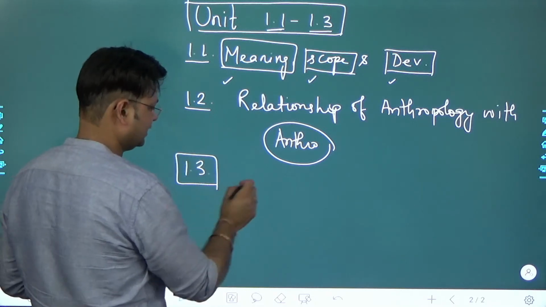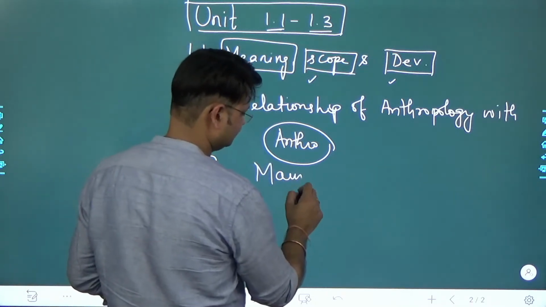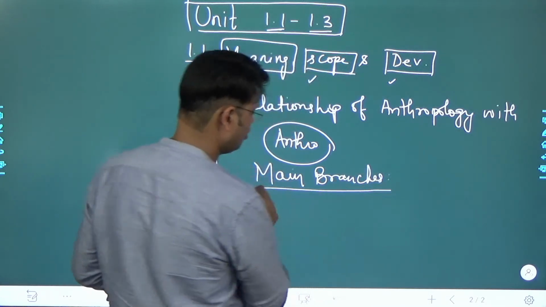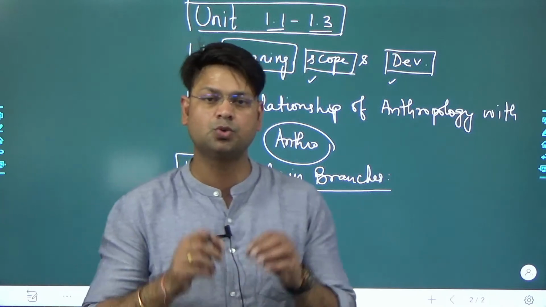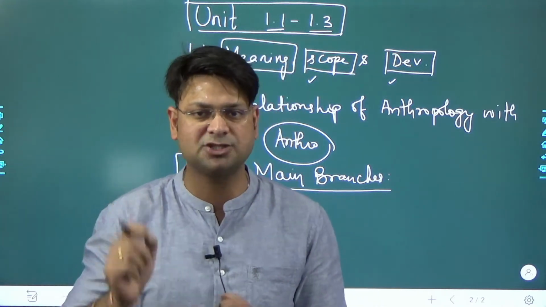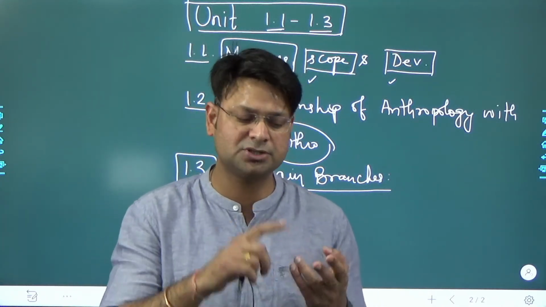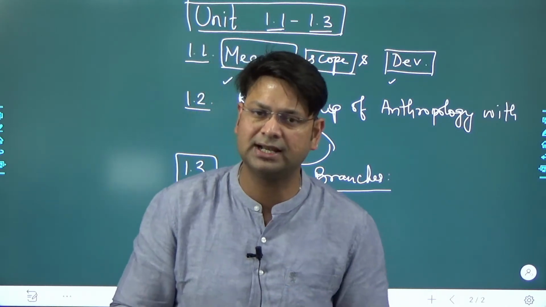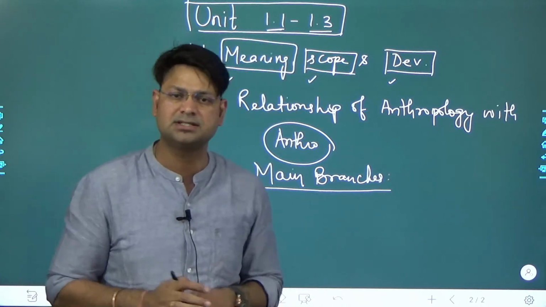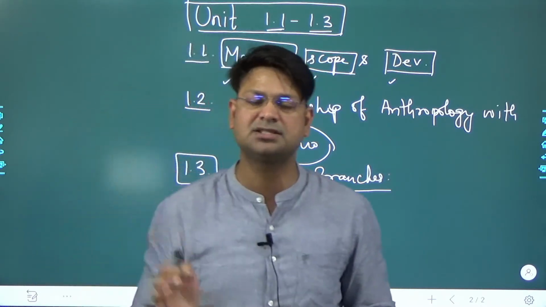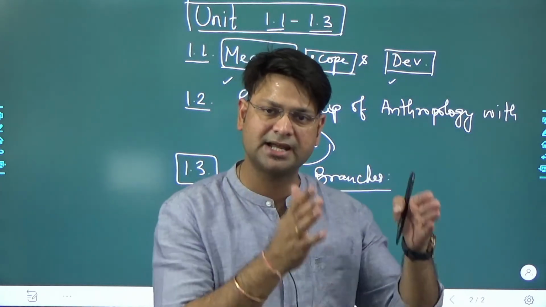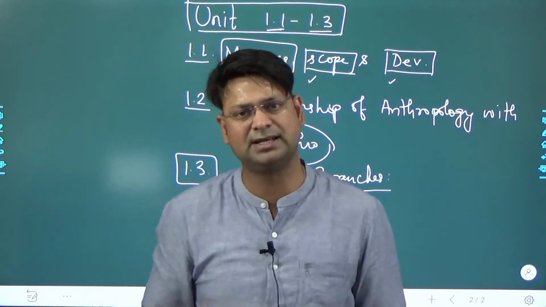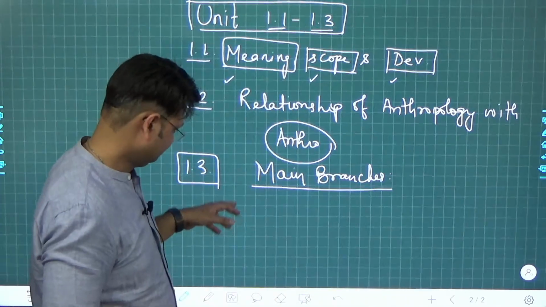1.3, here are the main branches of anthropology, right? What are the main branches? There are 4 major branches of anthropology according to a famous American anthropologist, Franz Boas. That is physical anthropology, socio-cultural anthropology, linguistic anthropology and archaeological anthropology. These are the 4 major branches. So we'll try to understand what these branches are, what they try to understand, how they study, and what their relevance is. That will be our purpose.